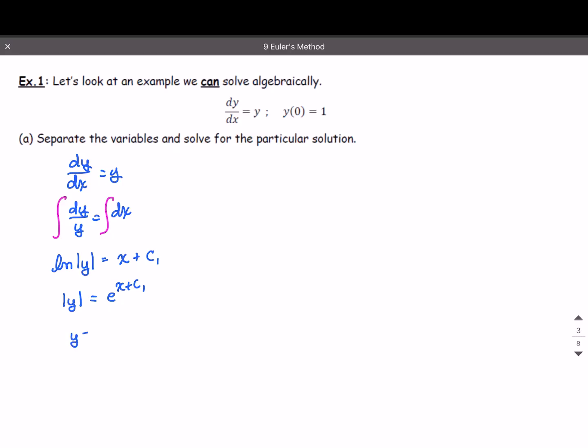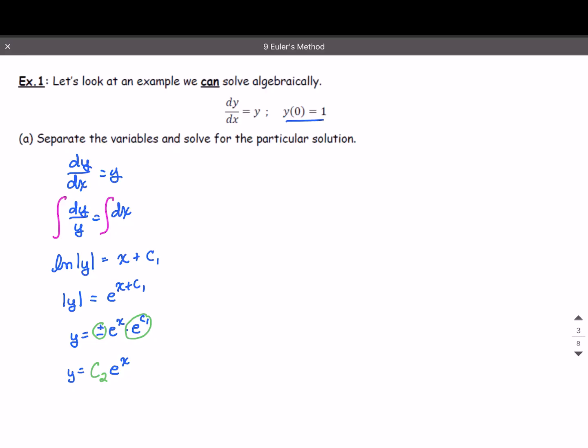If I drop my absolute value, I have to have a positive and a negative on the other side. And if there was addition in my exponent, that means there was multiplication with the same base. Also, we can look here at this positive and negative 1 times an e raised to the c1 is another constant c sub 2, and we multiply that by our e to the x. So we now have the general solution.